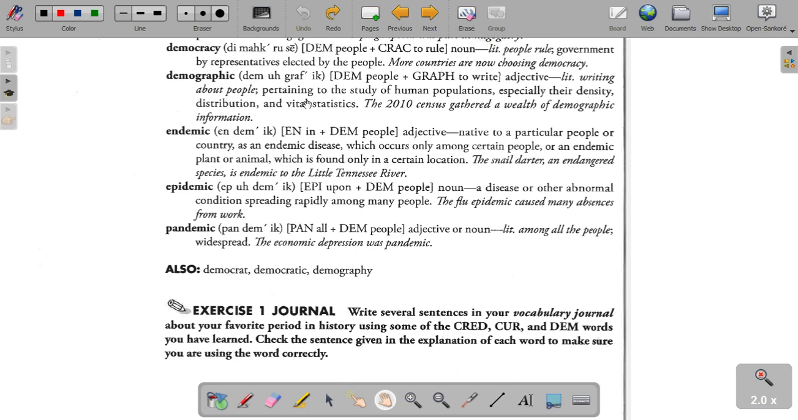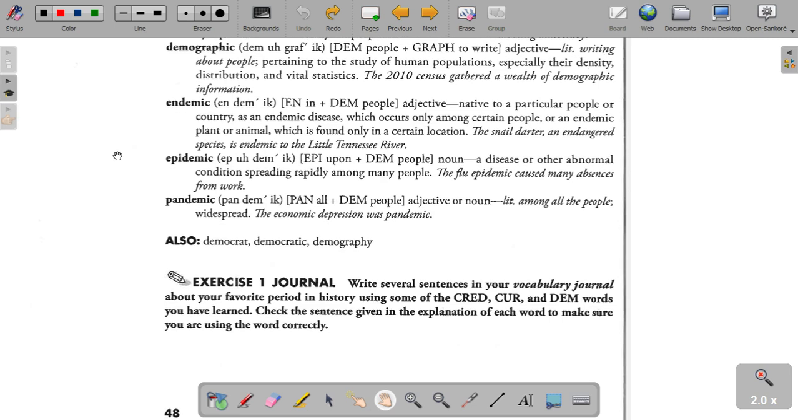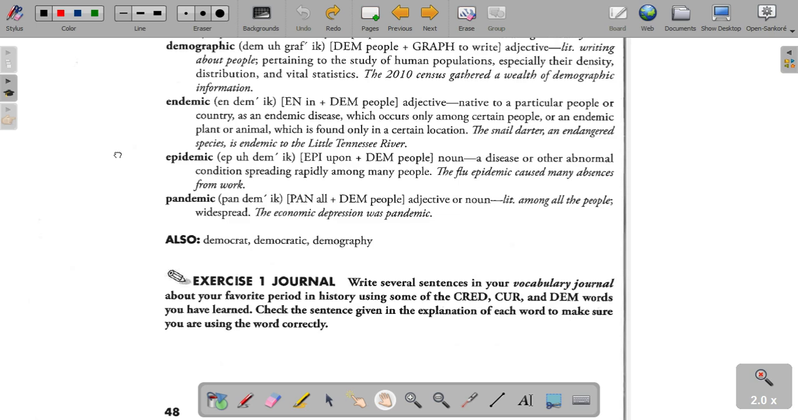Demographic is essentially just pertaining to the study of human populations, especially their density, distribution and vital statistics. So the 2010 census gathered a wealth of demographic information. Demographic information would tell what race a city is primarily, what religion people practice, how many kids, how much each household makes financially. They'll tell a lot of things.